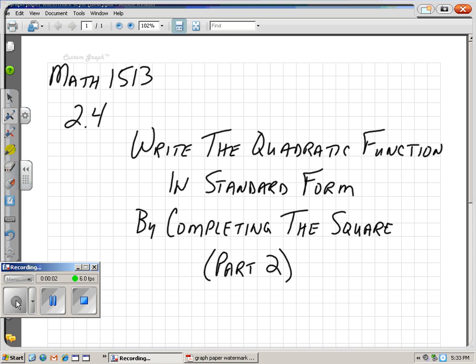All right, guys, Northern Oklahoma College, College Algebra Math 1513, Chapter 2, Section 4. This is part 2, I'm still trying to write the quadratic function in standard form by completing the square. Part 1 was just kind of showing you what quadratic functions look like on a graph and what everything does to a function. That negative flips it upside down, and sometimes it shifts left and shifts right and shifts up and shifts down.